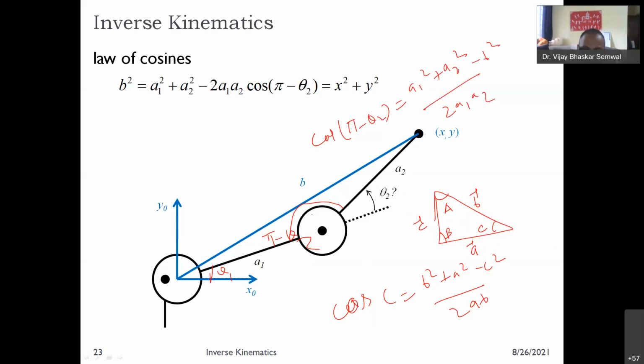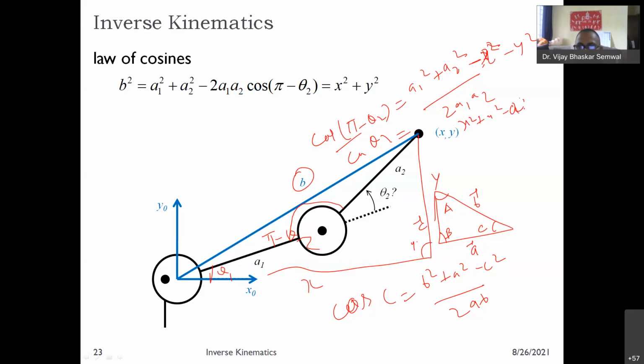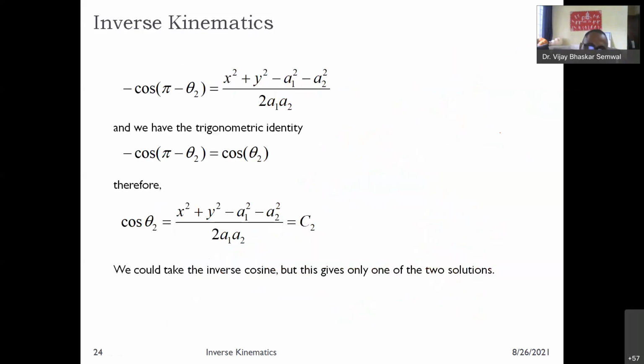And what is B? Anyone who can tell me B? This is your x and this is y, and this is 90 degrees, so this is the hypotenuse. So B is x square plus y square. If you replace B with that, what will happen? A1 square plus A2 square minus x square minus y square, upon 2 A1 A2. This is the cos of pi minus theta 2, which is minus cos theta 2. So moving the minus across, you get x square plus y square minus A1 square minus A2 square, upon 2 A1 A2. This is the formula you can get, and it is written here. Cos of minus theta is cos theta, so you got the cos theta 2.